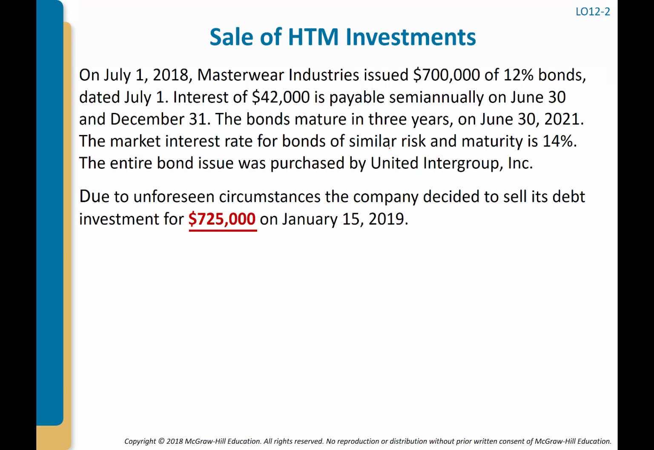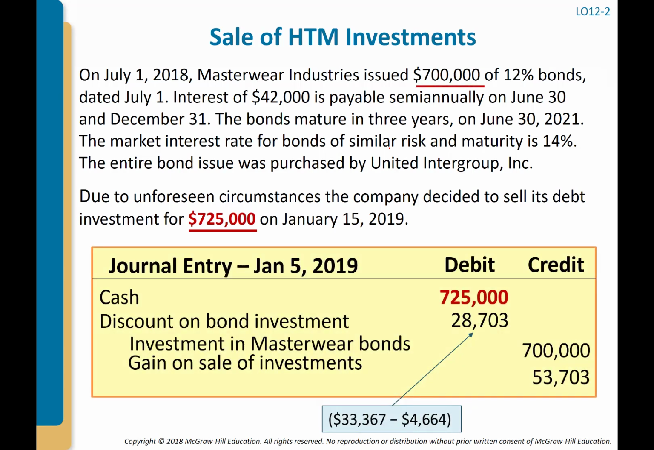Okay. So, due to unforeseen circumstances here, though, they decided to sell the investment for $725. Okay. And so what happens? They would go ahead and they would debit the cash for $725. Okay.